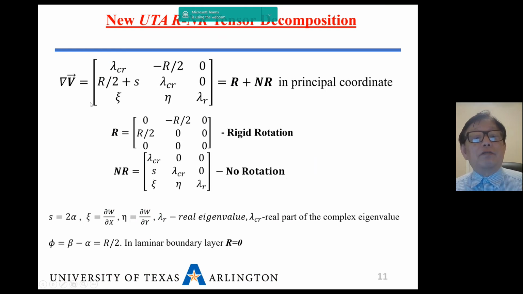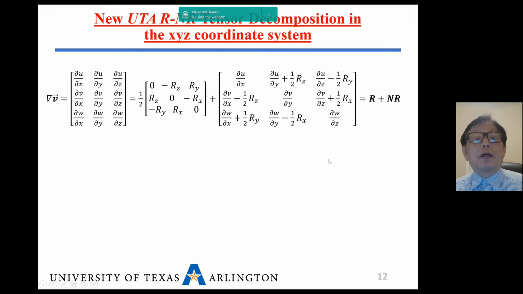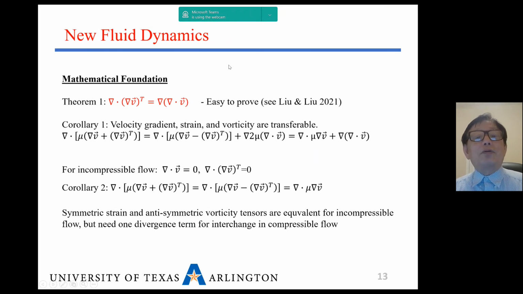We also derive what we call the tensor decomposition. That means the velocity gradient tensor is decomposed into a rotated and a non-rotated part, where the rotated part is Newton's, of course. And it is also easy to do in the original X, Y, Z coordinate system. This is the rotating part, this is the non-rotation part. But now we talk about the new fluid dynamics.